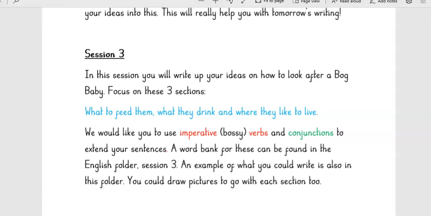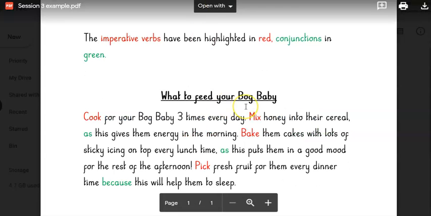Now, remember, verbs are doing words, and imperative means bossy. And there are some examples of imperative verbs in the English folder, session 3. We also want you to use your conjunctions again, and there are more examples of these in the English folder as well. In the folder is also an example of what you could write. Remember, you could draw pictures to go with each section too. Here's an example for you to look at though.